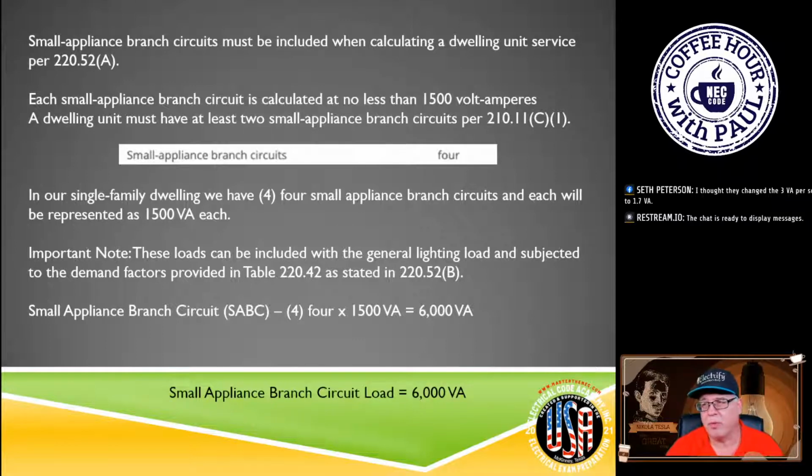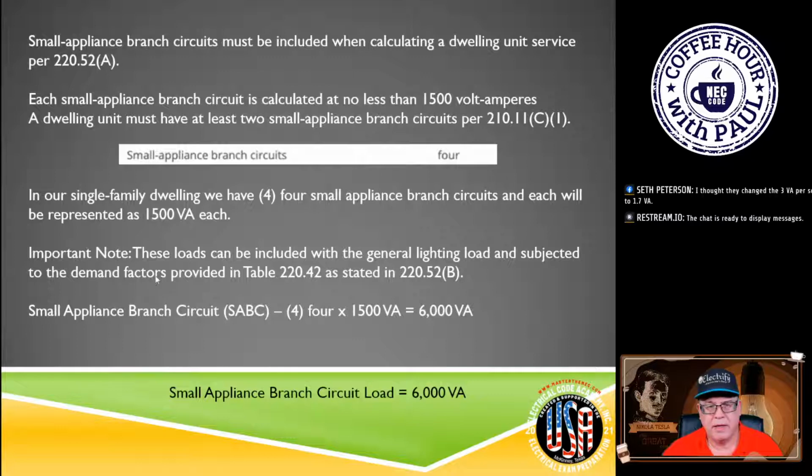It's kind of something to remember. So if you're wiring a house and you do your minimum of 2, but you say, ooh, I want to add 1 more for the dining room. Ooh, I want to add 1 more for the pantry or whatnot. Guess what? You got to account for that. You got to add to it. If you're going to run another small appliance branch circuit, you got to account for it. All right, so we have 4 in our case here. In our single family, we have 4. So it's going to be 1,500 VA each.